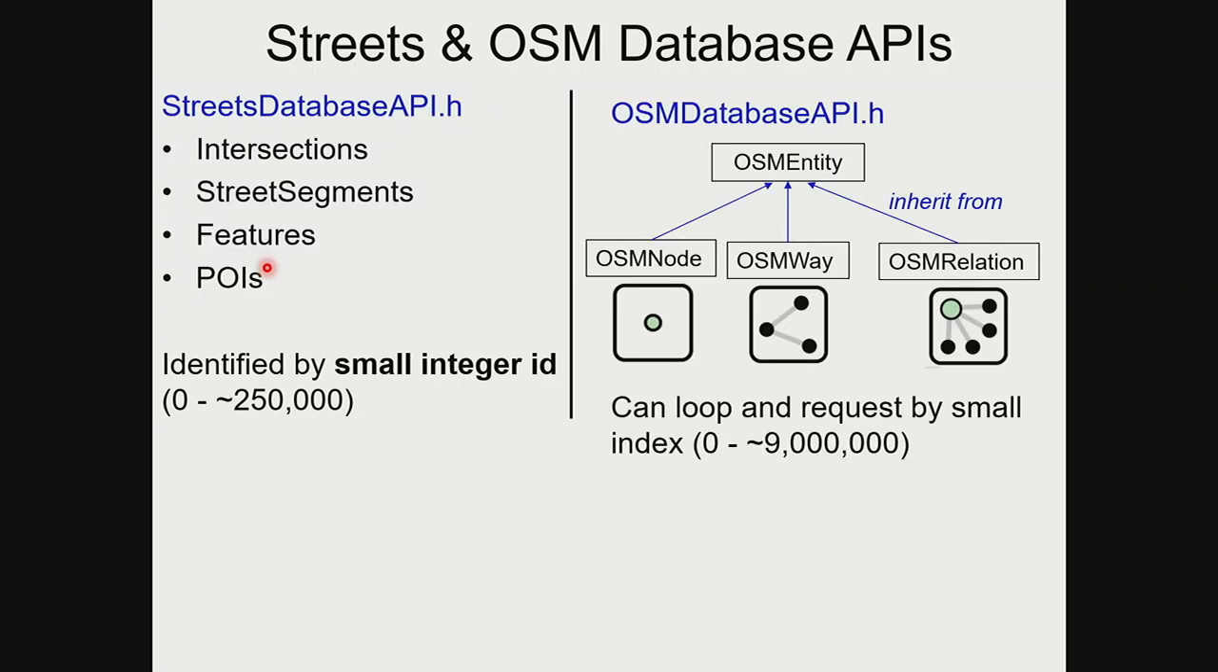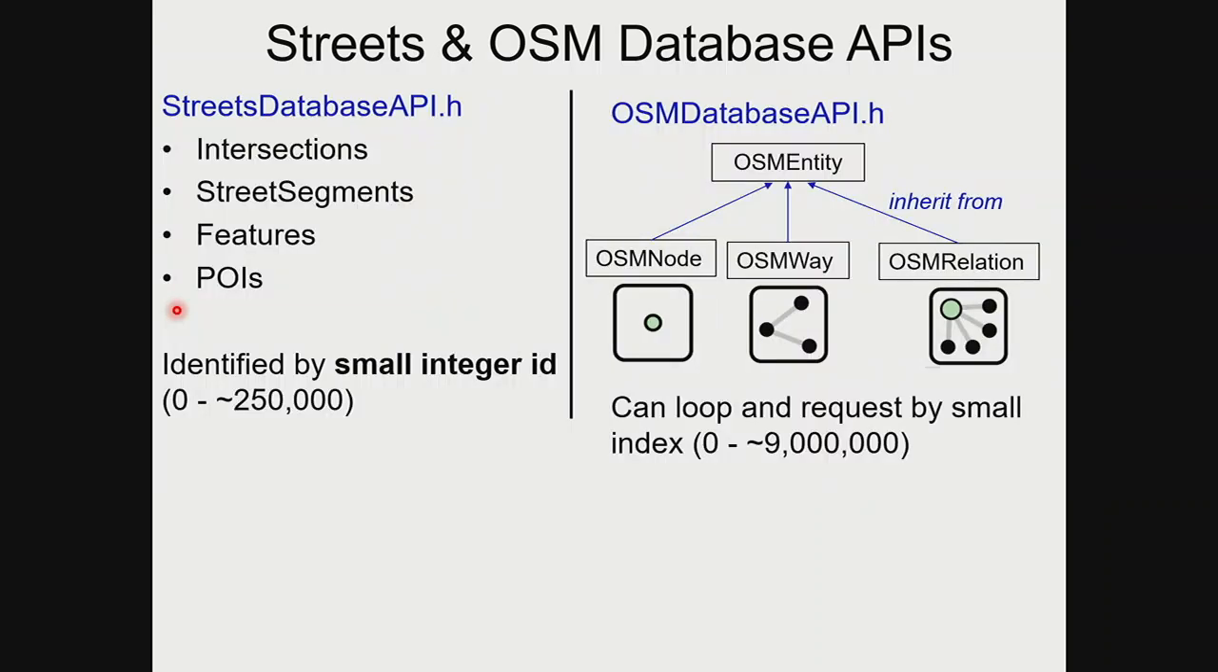The second type of database API that we talked about is the OSM database API. This is again the less organized API and has more data that you might need. It consists of 3 types of entities: OSM node, OSM way, and OSM relation. All of these entities inherit from the main class called the OSM entity. And you can loop and request by a small index. There is also an index associated with these that goes from 0 to 9 million. So you can notice here that this index is bigger than the one used in the streets database API, because it's, again, bigger and less organized.